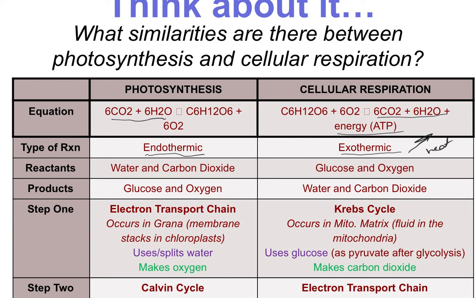And an endothermic process is one in which heat is being absorbed, and so in an endothermic process, the reaction is going to feel cooler than its surroundings, and in an exothermic one, it's going to be hotter than its surroundings. So not only are the reactants different, but the products as well, because photosynthesis is going to produce sugar, glucose, and oxygen, and cellular respiration is going to produce water and carbon dioxide.